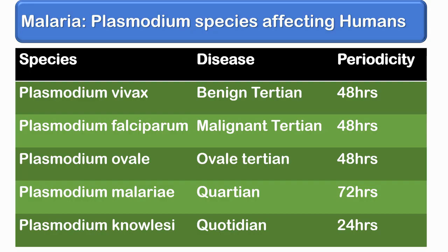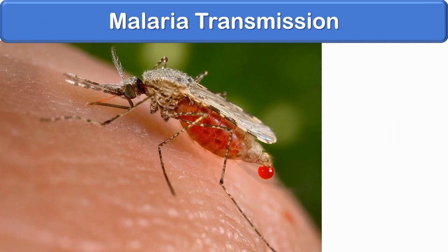Human malaria can be caused by 5 distinct species of the Plasmodium genus: Plasmodium vivax, Plasmodium falciparum, Plasmodium ovale, Plasmodium malariae, and Plasmodium knowlesi. Plasmodium knowlesi is a parasite of long-tailed macaque monkeys that can affect humans also. Malaria is a vector-borne disease. Human malaria is transmitted by over 60 species of female Anopheles mosquito.